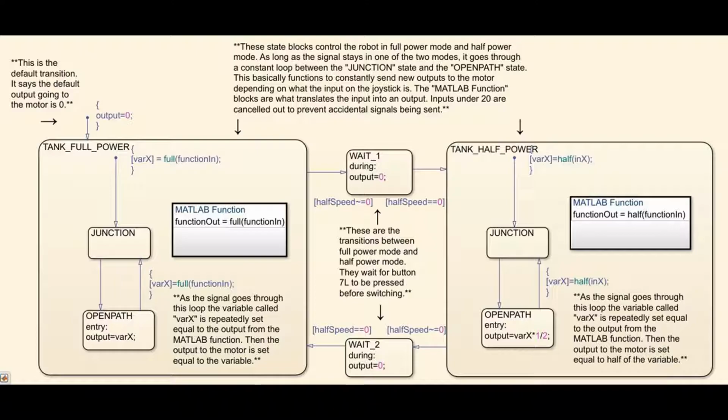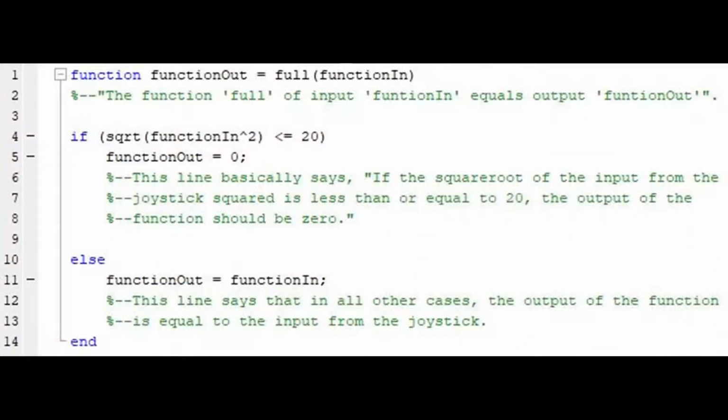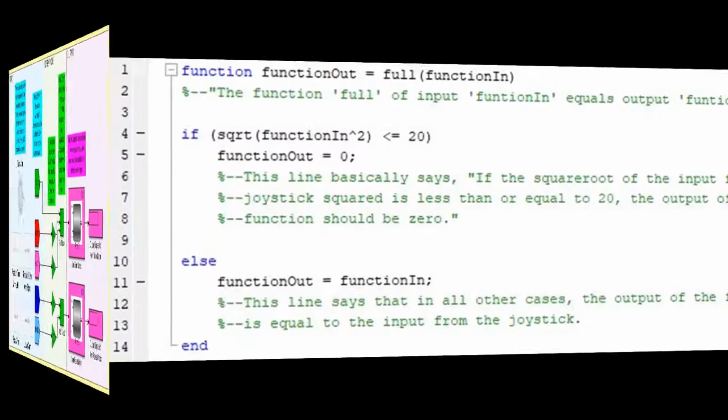In addition, however, the team wanted to make a deadband type function to eliminate small accidental inputs. This was accomplished using a MATLAB function block within both of the major states. This function basically canceled out any signal between 20 and -20. But it did not reduce the maximum possible power by 20, as a standard deadband block would have done.